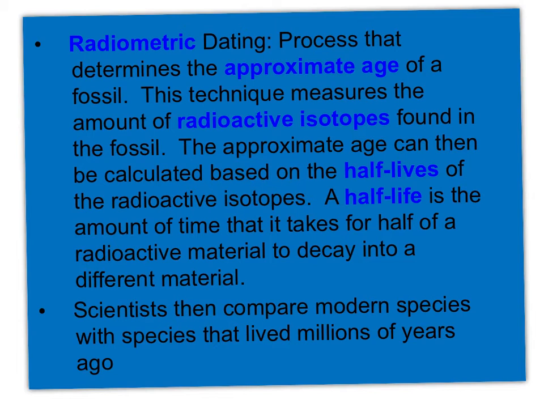So radiometric dating is the process that determines the approximate age of a fossil. And again, I said it's not perfectly accurate. So what they're going to do is in the rock, they're going to measure the amount of radioactive isotopes in that particular rock or fossil. How they do that is they know that radiation decays, and it decays based on something called half-life. So half-life is the amount of time it takes for it to decay by half. Using this we can kind of figure out when the organism lived.